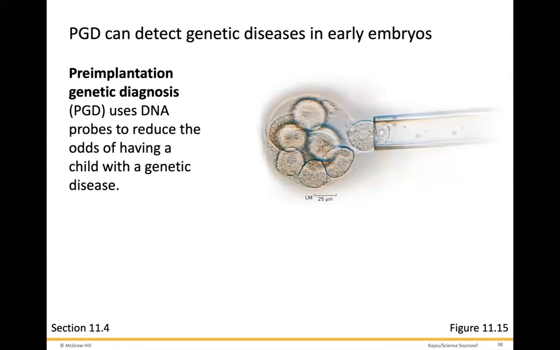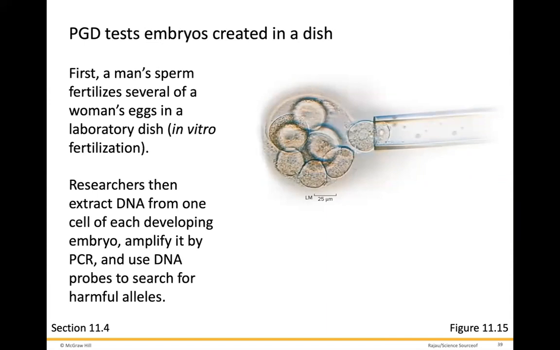Another type of thing is preimplantation genetic diagnosis. This will use DNA probes to reduce the odds of having a child with a genetic disease. PGD is essentially genetic testing of the embryo. PGD tests embryos created in a dish. First, a man's sperm fertilizes several of a woman's eggs in a laboratory dish. This is referred to as in vitro fertilization.